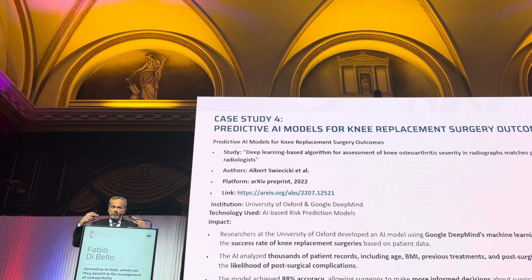Finally, we talked about predictive analytics, predictive AI models. That's an example of a predictive model for knee replacement surgery outcomes. So, University of Oxford used Google DeepMind algorithms, machine learning algorithms, to predict the success rate of knee replacement surgeries based on patient data. So it analyzed thousands of patient records, including age, BMI, previous treatments, post-surgical outcomes, to predict the likelihood of post-surgical complications. Again, in this case, the model achieved 88% accuracy, allowing surgeons to make more informed decisions about surgical candidacy and post-operative care plans.